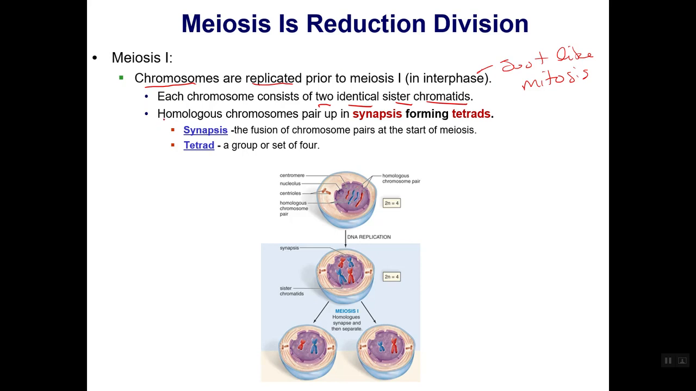Now, this next point is unlike mitosis. So in meiosis 1, homologous chromosomes will pair up to form tetrads. And they're called tetrads because tetra means 4.